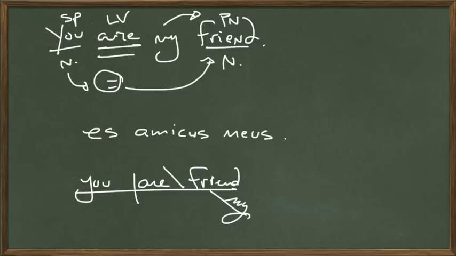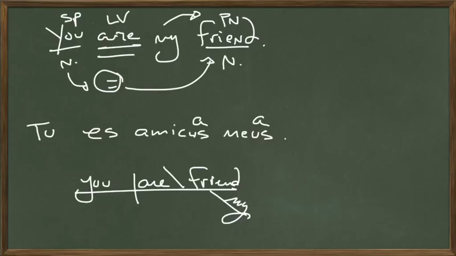You are my friend. If you really wanted to show emphasis, you could add the pronoun to the front. So we would just add that to the front of the sentence. Tu es amicus meus. Now, if we're talking about a girl, then you would say tu es amica mia or amica mea. Tu es amica mea.